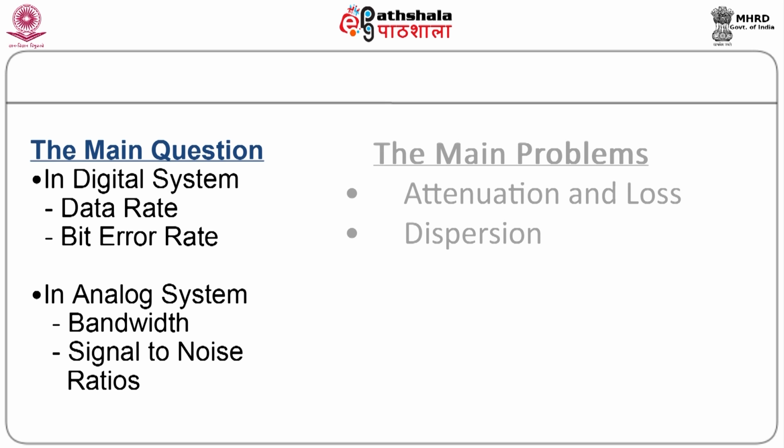The main problems that are associated with them are the attenuation and some loss. So attenuation, that is reduction in the amplitude, and the losses which are associated with the attenuation have to be considered in both types of systems. And of course, predominantly dispersion is there for the digital systems. So what is dispersion? All of you are familiar, and that is called the broadening of the pulse.